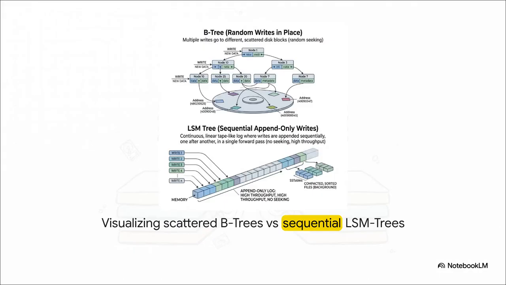Think about how this actually operates physically. With the traditional B tree, multiple writes are forced out to completely different scattered disk blocks. It's basically a mechanical nightmare for the disk head. But the LSM tree, it operates more like a continuous linear tape. Writes are just appended sequentially, one write after another, in a single forward pass. Zero seeking. And that means you get incredibly high throughput.